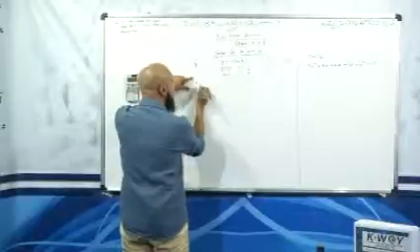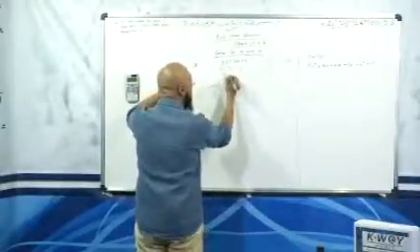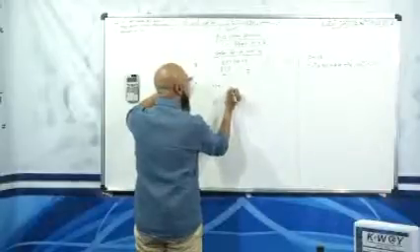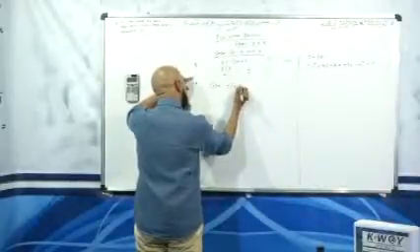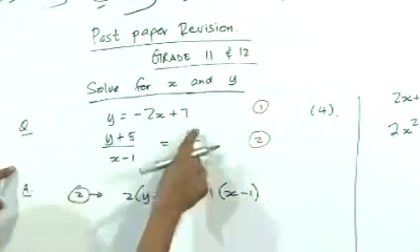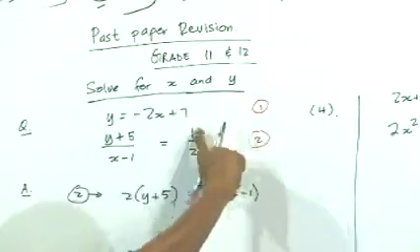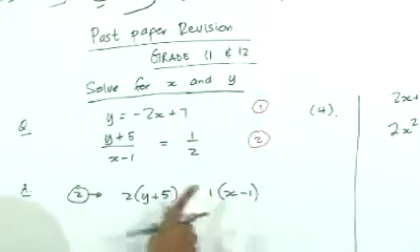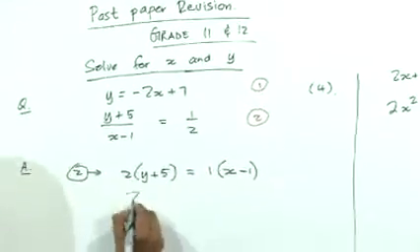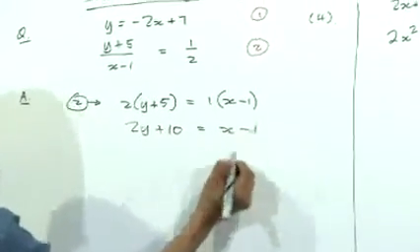In our answer, I'm going to start with equation number 2. I'm going to multiply both sides by the denominator. So I'm going to have 2 into y plus 5 is equal to 1 into x minus 1. Now I know we don't put 1 times anything. I'm just showing you that if that number was any other number, you then put it there outside. So remove the brackets: 2y plus 10 is equal to x minus 1.